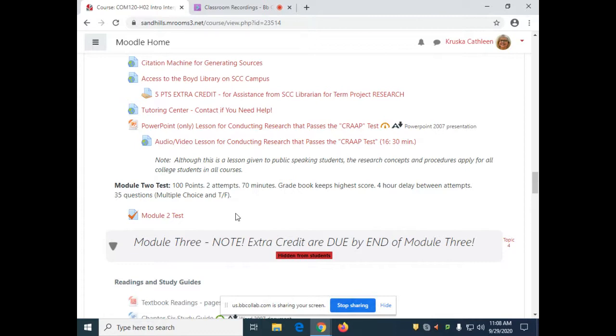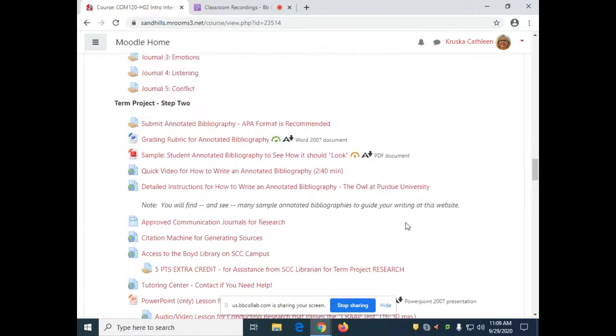Now, with that test, I really encourage you to look at what I have as the chapter objectives. What are the key terms and objectives that are identified to help you to study for all of these tests? All right. Now, let's scroll up to the project.